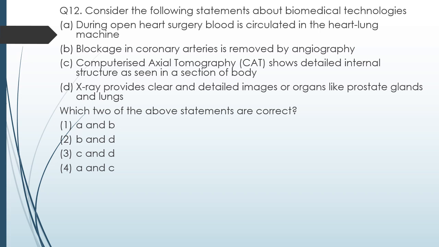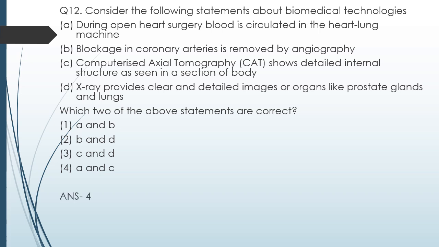Question number 12. Consider the following statements about biomedical technologies. A, during open heart surgery, blood is circulated in heart-lung machine. B, blockage in coronary artery is removed by angiography. C, computerized axial tomography shows detailed internal structure as seen in section of body. D, X-ray provides clear and detailed image of organs like prostate and lungs. Which two of the above statements are correct?